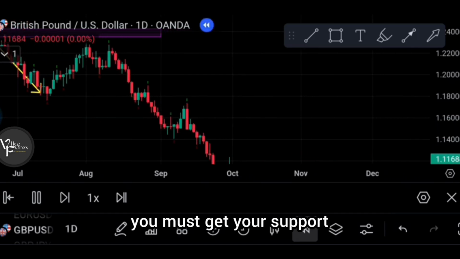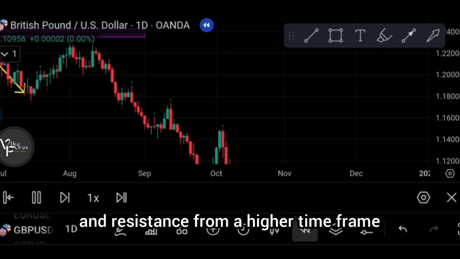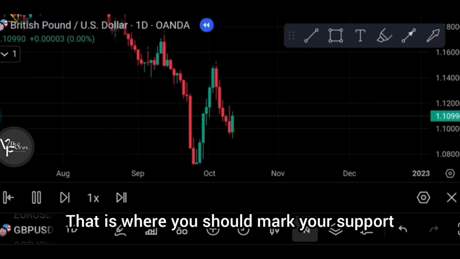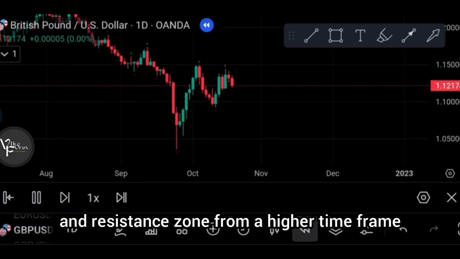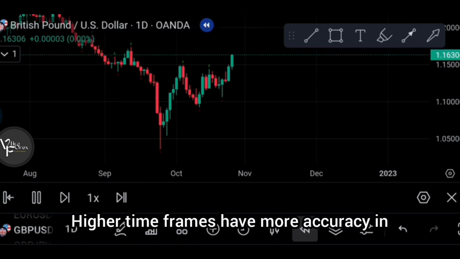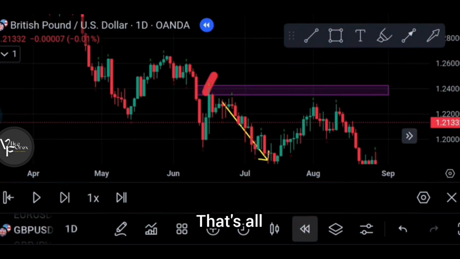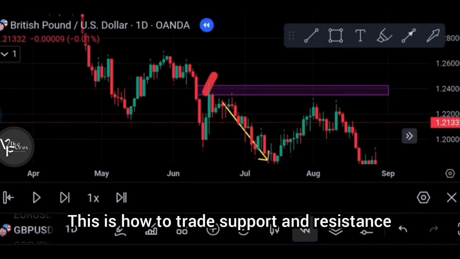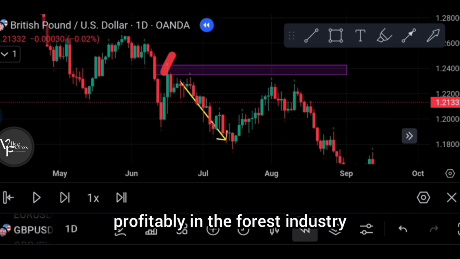But first of all, you must get your support and resistance from a higher time frame. That is where you should mark your support and resistance zones, from a higher time frame, not from a lower time frame. Higher time frames have more accuracy in terms of support and resistance zones. So this is how to trade support and resistance profitably. For now, this is enough to get you trading profitably in the forex industry.